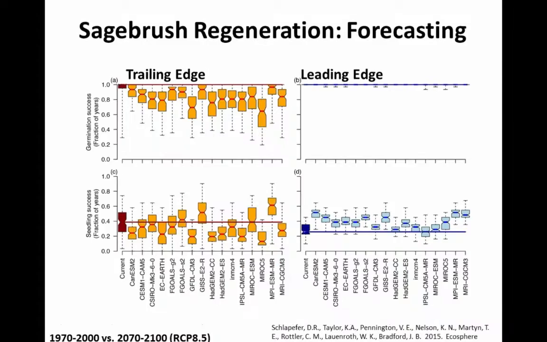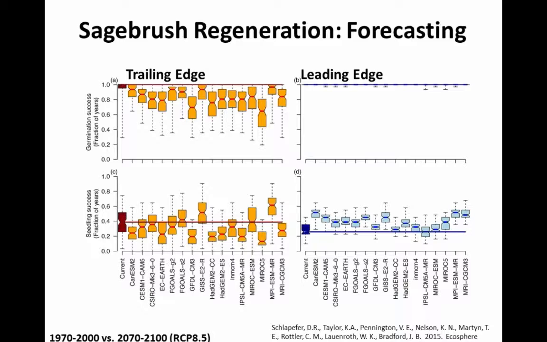And this is a bit complicated, these figures, but I'll walk you through it. The left side is just results for the trailing edge, the two panels. The right side is the results for the leading edge. The top is the probability of observing conditions that support germination. The bottom is the probability of conditions that support survival to the end of the first year.